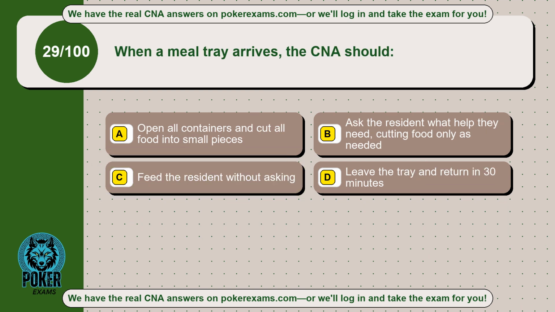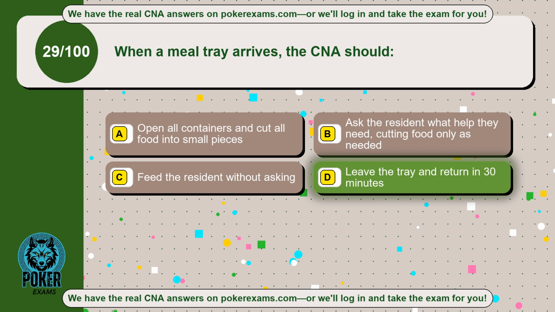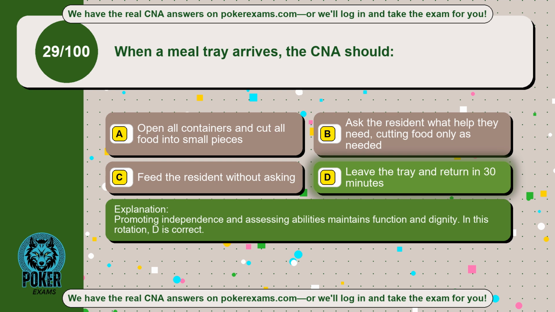Question 29. When a meal tray arrives, the CNA should: Option A. Open all containers and cut all food into small pieces. Option B. Ask the resident what help they need, cutting food only as needed. Option C. Feed the resident without asking. Option D. Leave the tray and return in 30 minutes. The correct answer is option D. Leave the tray and return in 30 minutes. Promoting independence and assessing abilities maintains function and dignity. In this rotation, D is correct.